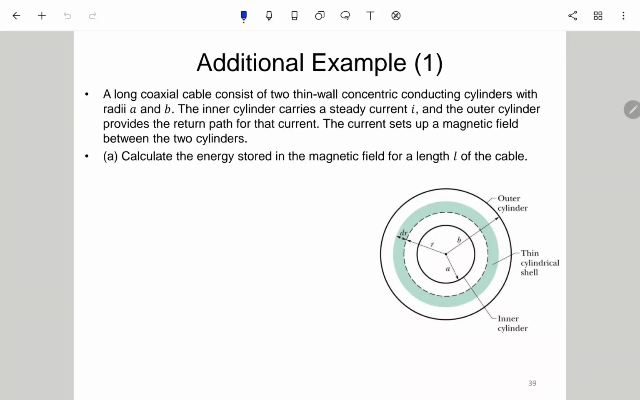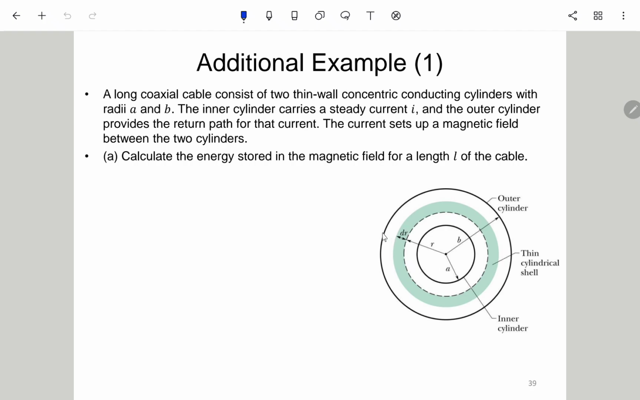Okay, so here we still have two additional examples to finish off this chapter. So the first one is like this. A long coaxial cable consists of two thin wall concentric conducting cylinders with radii A and B. The inner cylinder carries a steady current I, and the outer cylinder provides the return path for that current. The current sets up a B field between the two cylinders. Calculate the energy stored in the B field for length L of the cable.